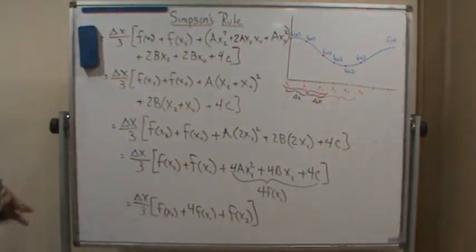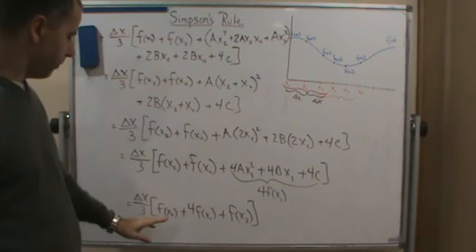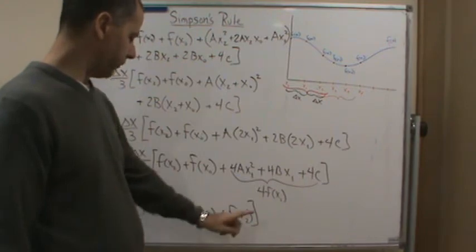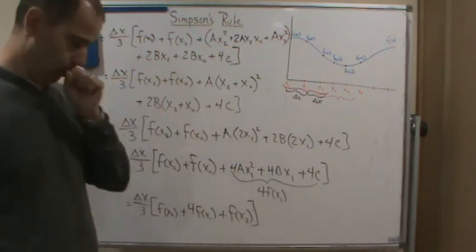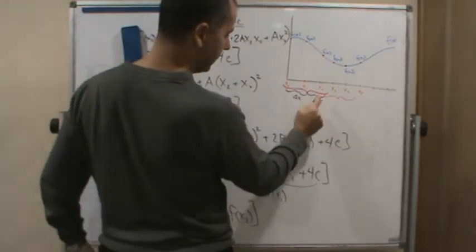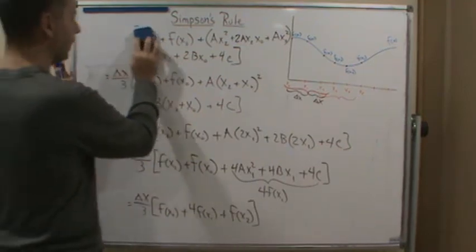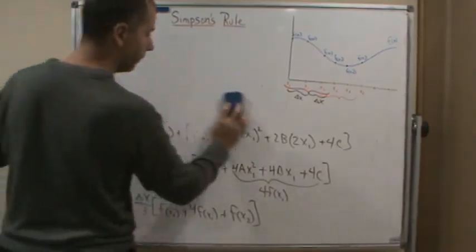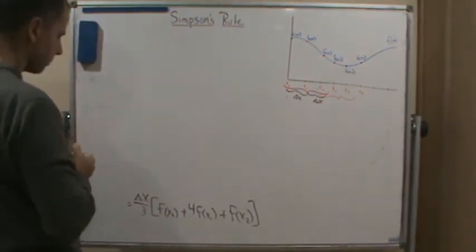Now, I'm not going to do the whole thing over, but similarly, what if I took x2, x3, and x4? What if I took the next two pairs? So what would I get? If I went ahead and did x2, x3, and x4, and did the same derivation, I would get a similar result. Okay, so let's put this together then.